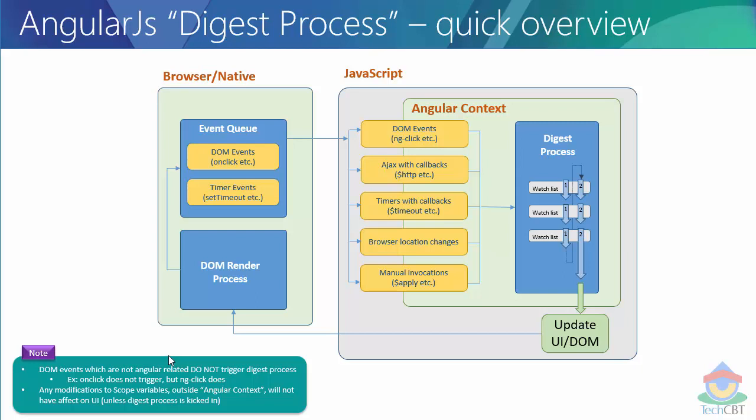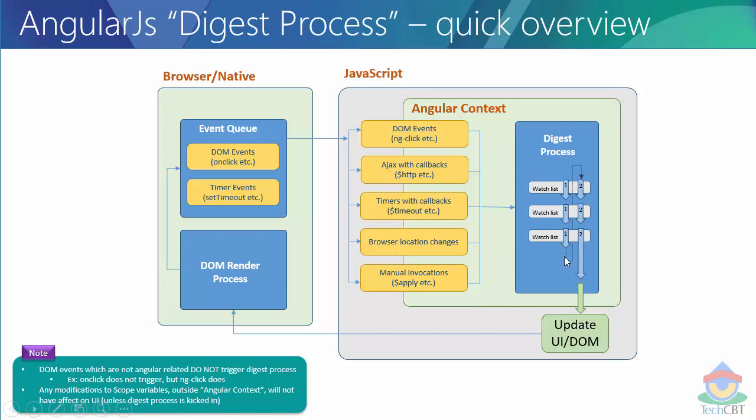The first thing is that we know the data bindings happen after the digest process. Which means the digest process will be going through all the watch lists, and if there are no more modifications to keep track of, then it pushes that information to update the DOM, and from there it goes to the DOM render process.